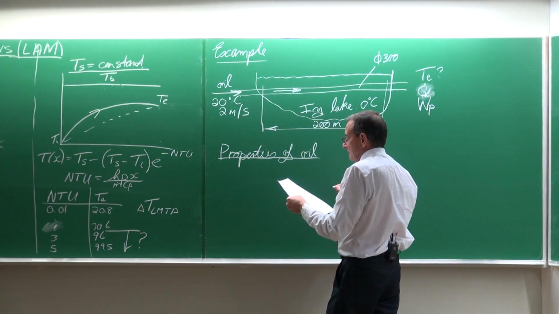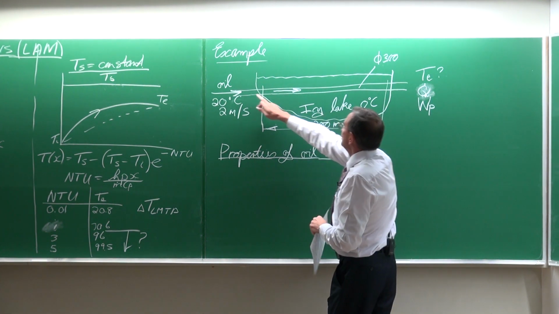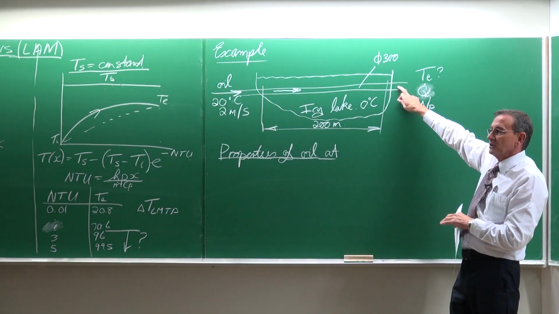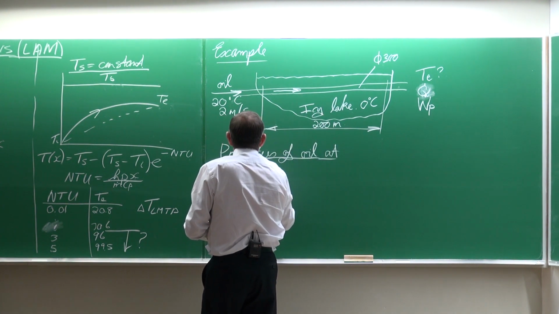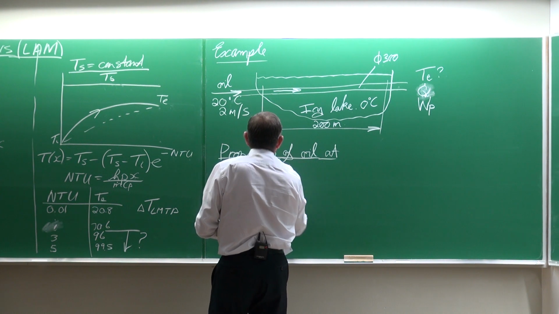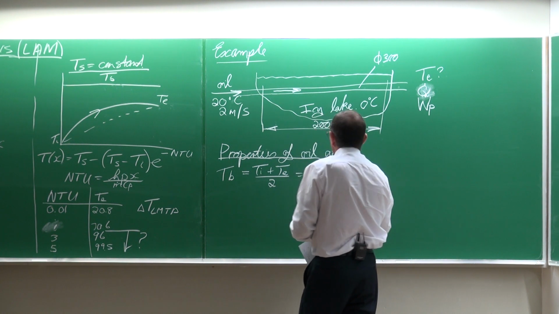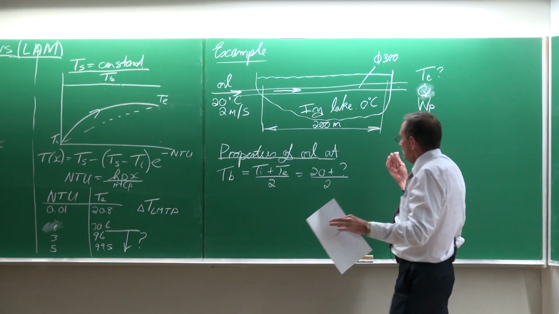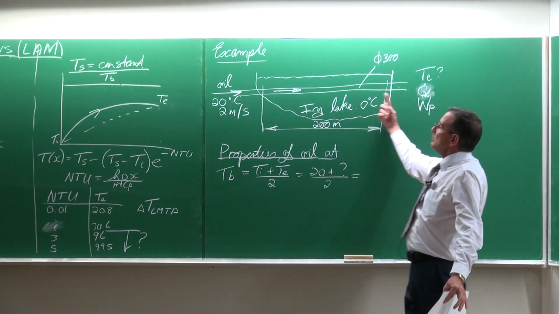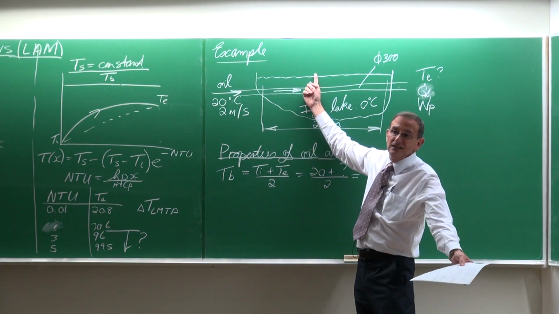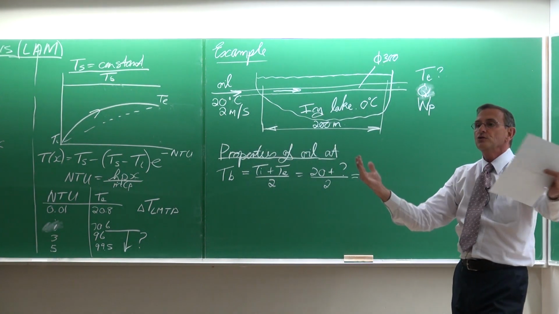The properties of the oil: the question is, the inlet temperature is 20, we do not have the outlet temperature. So the properties of the oil, we normally evaluate at the bulk temperature, and the bulk temperature is the inlet temperature plus the outlet temperature divided by 2. We've got the inlet temperature of 20, but we do not have the outlet temperature. So you can go and choose whatever you want. I will most probably look at this problem and choose 10, which is sort of the average between the 20 and the lower limit, but you can choose whatever you want.